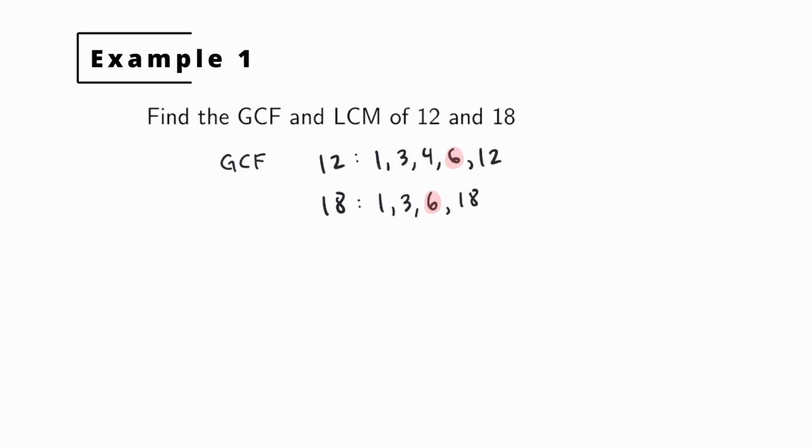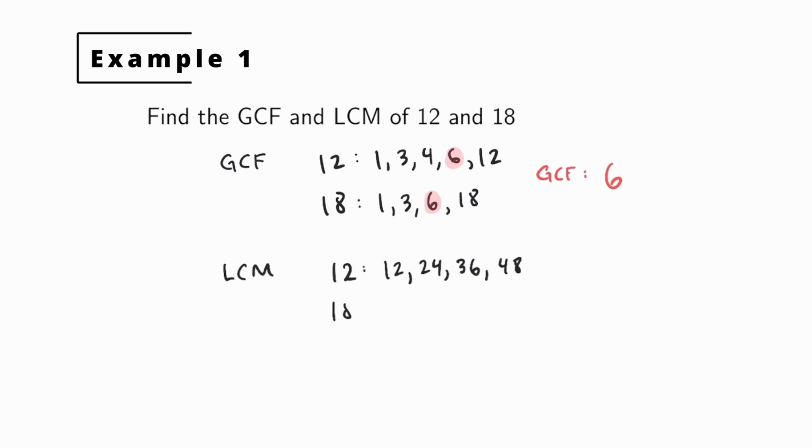So the GCF in this is 6. For the least common multiple, we take both numbers and list out multiples of those numbers. So for 12, it would be 12. The next multiple would be 24. So you just count by 12s. Then 36, and then 48. And just do a few of them because you won't know what the smallest number that's a multiple of both is until you've made a list for both.